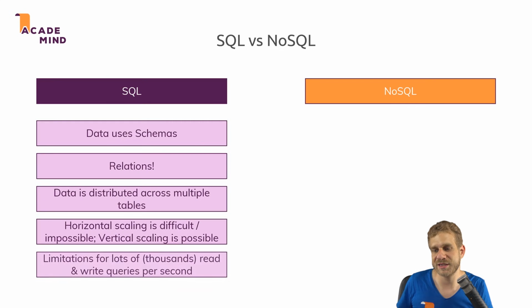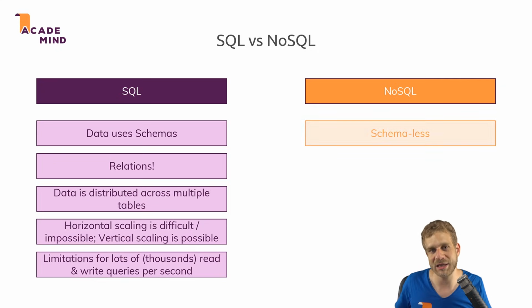One other thing we have to consider is that for SQL we have certain limitations if we have lots of, and with that I mean tens of thousands per second, read and write requests, especially if we have very complex queries with a lot of joins. Now, NoSQL is schema-less, and that can be an advantage since you're more flexible. Of course, it can be a disadvantage because you can't rely on your record to have a certain field. It might just not have it because there is no schema to force it to have it.